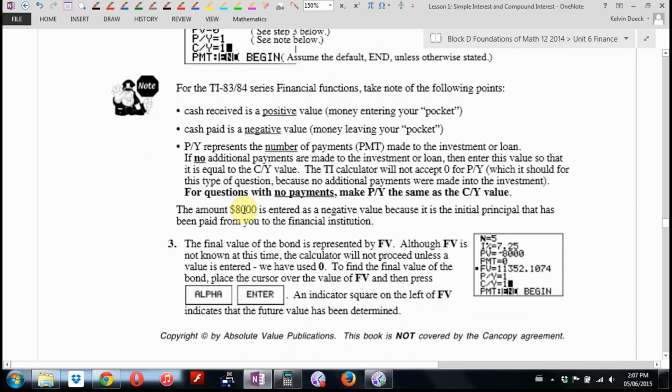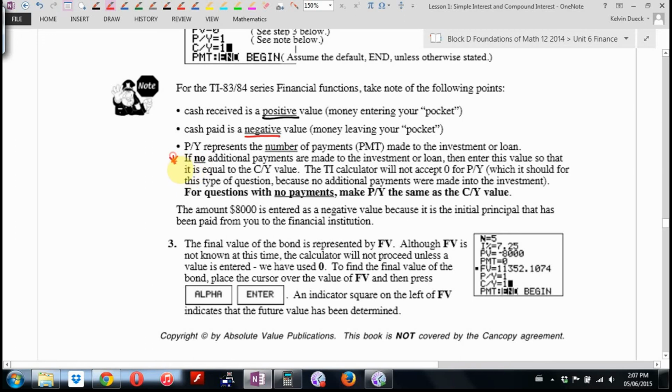For our calculators, take note of the following. Cash received is positive because it's money entering your pocket. Cash paid, a loan, is a negative. So if you're borrowing money, you'll put a negative in. I think. We'll have to play around with this a bit. Also, P/Y represents the number of payments made to the investment. If no payments are made, then enter this value so that it is equal to the CY value.